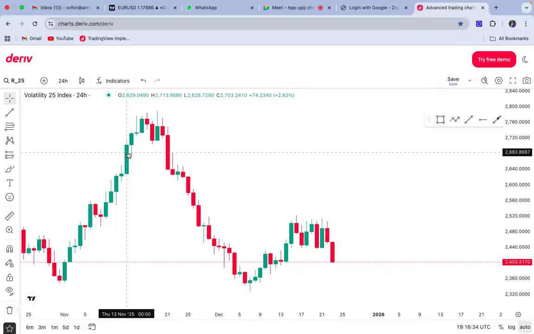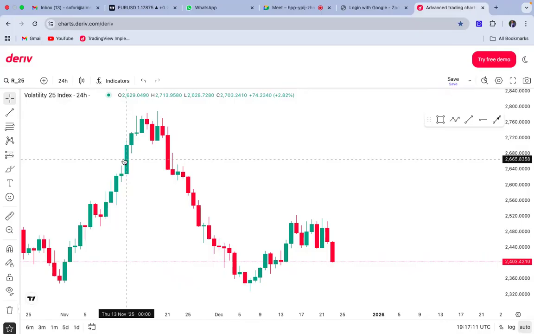Now let's observe something. When we look at the opening price, it was 2,629, compared to the closing price, which is 2,703. We can see that the opening price was lower than the closing price, because this is 2,600 and the closing is 2,700. So obviously the closing is higher than the opening. So what this tells us is that when we have a candle whose opening price is lower than the closing price, that candle is a bullish candle.